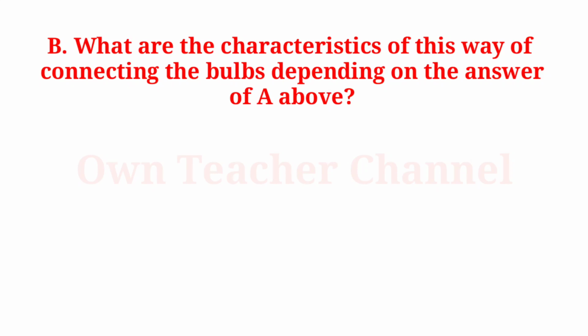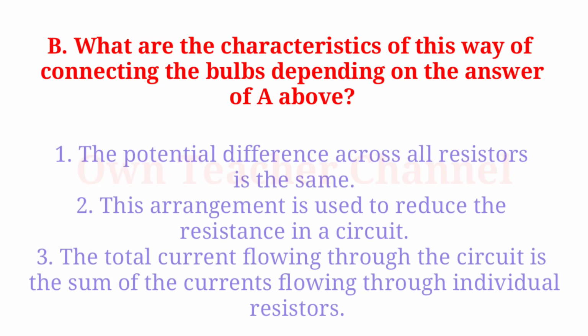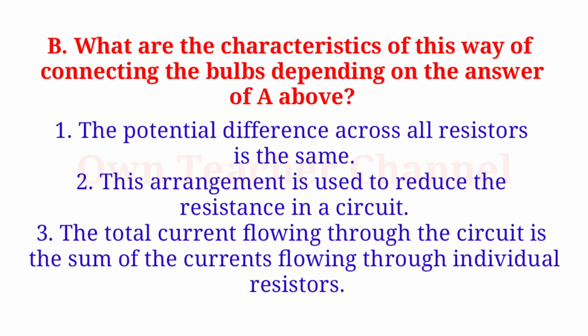B. What are the characteristics of this way of connecting the bulbs, depending on the answer of A above? 1. The potential difference across all resistors is the same. 2. This arrangement is used to reduce the resistance in a circuit. 3. The total current flowing through the circuit is the sum of the currents flowing through individual resistors.